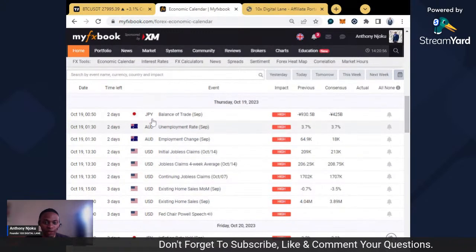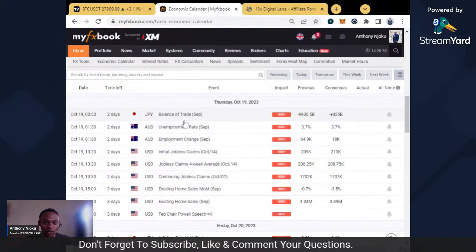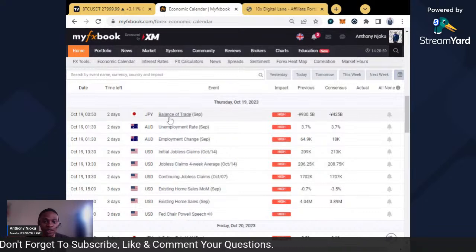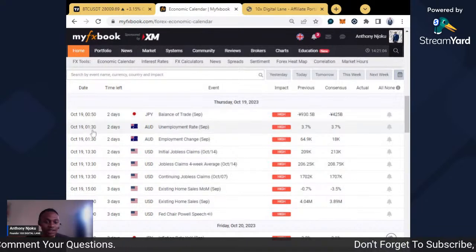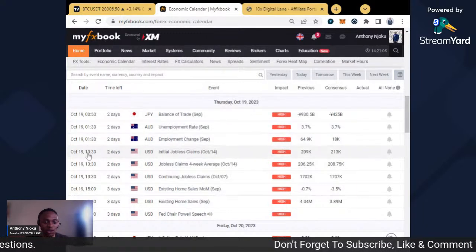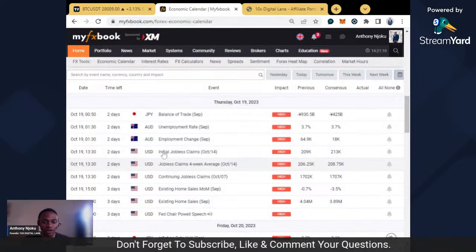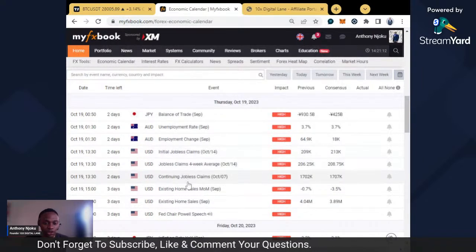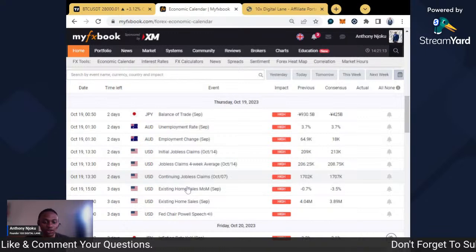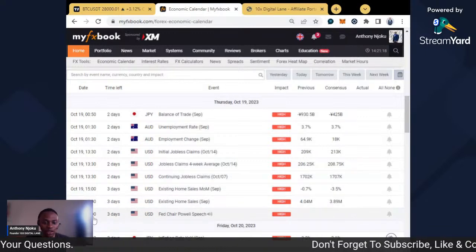Then on Thursday, we have balance of trade, which has to do with the total imports and exports in Japanese yen, and that is exactly by Asian session. We don't trade Asian sessions, but mainly we trade New York and London session. So on Thursday, we have New York session, initial jobless claims, continuous jobless claims, existing homes, and then this is also Fed. Powell has a speech by 7 p.m.